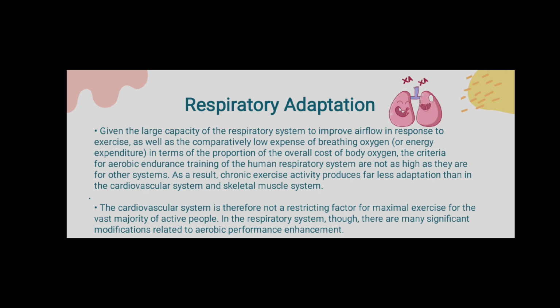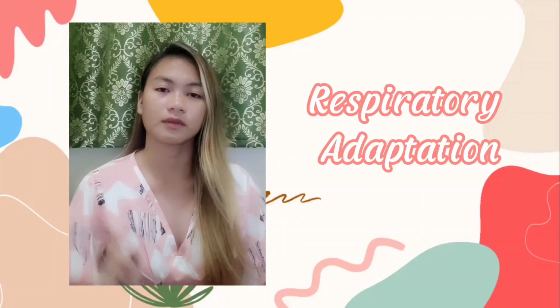And now let's proceed to the respiratory adaptation, given the large capacity of the respiratory system to improve airflow in response to exercise, as well as the comparatively low expense of breathing in terms of oxygen or energy expenditure. In terms of the proportion of the overall cost of body oxygen, the criteria for aerobic endurance training of the human respiratory system are not as high as they are for other systems. As a result, chronic exercise activity produces far fewer adaptations than in the cardiovascular system and skeletal system.